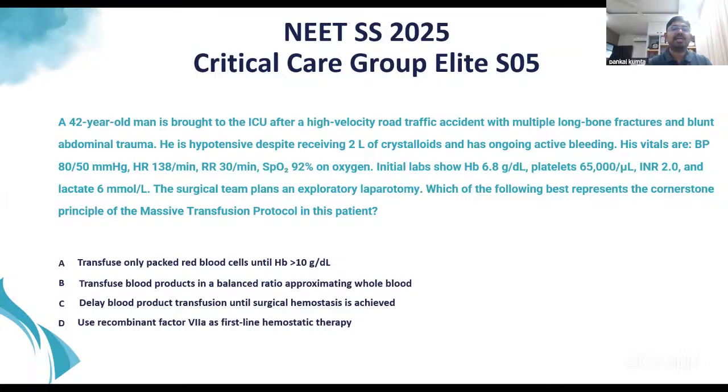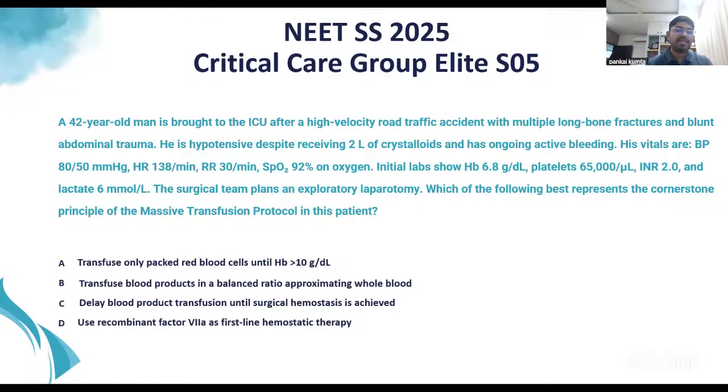So you know that the targets are too high, and targeting hemoglobin more than 10 will cause more transfusion related problems. And again, to achieve that, it's going to be more and more challenging. See, delay blood transfusion till surgical hemostasis. That is not going to be possible, because once the surgeon plans an exploratory, you will need further products and you will have to support them early. And it's not just during surgery; you will have to do it pre-surgery, during surgery, and also post-surgery that you will need to support.